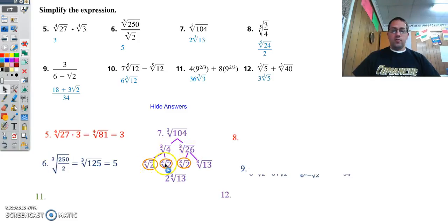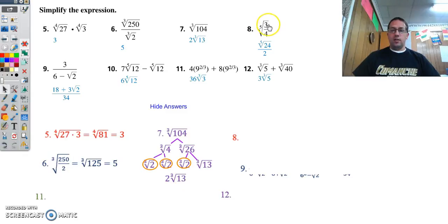Cube root of 4, the factors there are 2 and 2, so we have cube root of 2, cube root of 2. 26 is 2 and 13. Hey, I've got 3 of a kind. I've got 3 cube roots of 2. So that 2 comes out of the radical, and so I have 2 cube roots of 13.